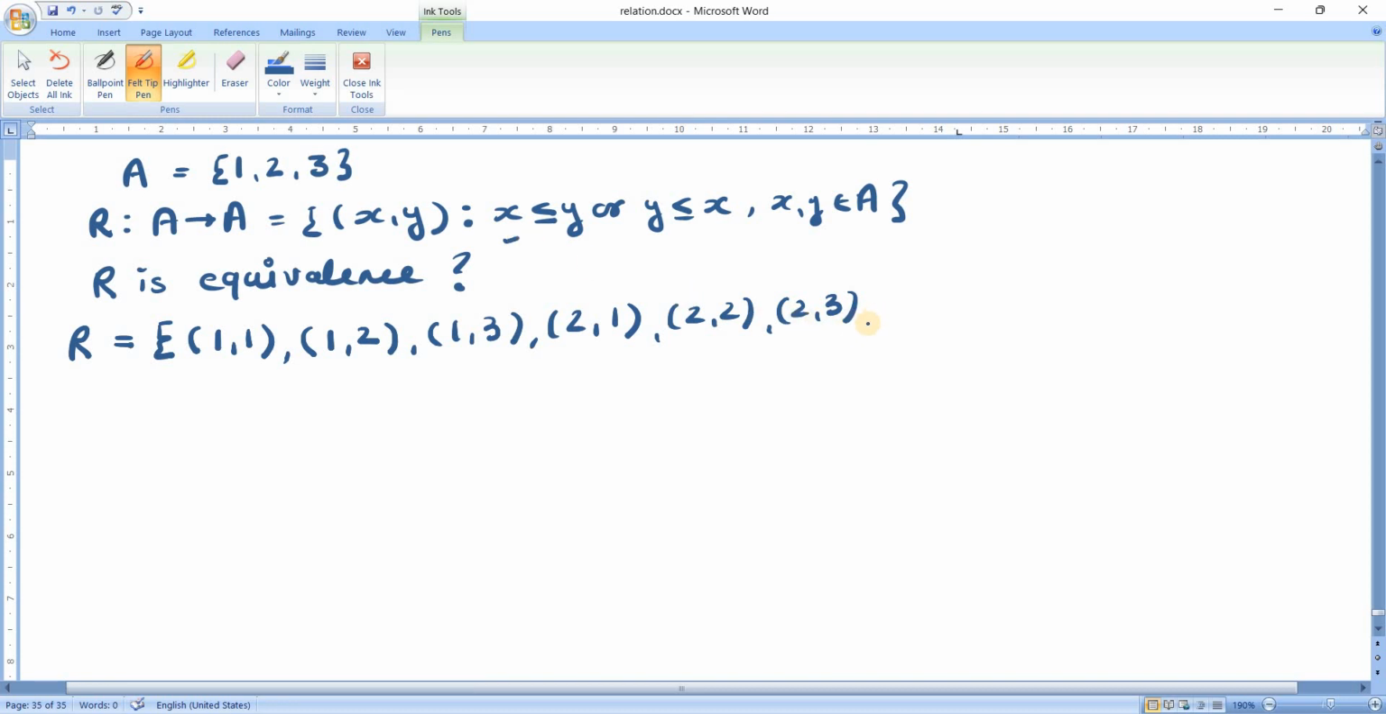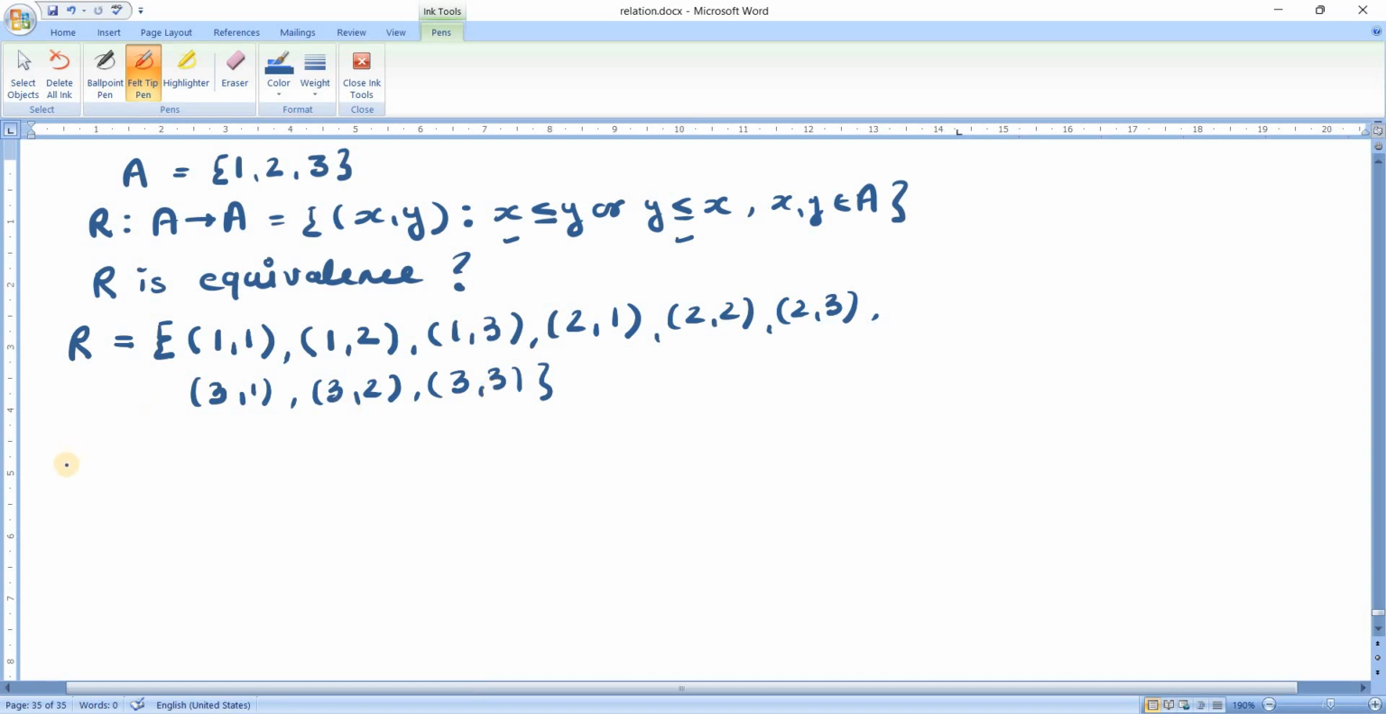Now let's take the third element, which is 3. So (3, 1) will be there, yes, because 1 is lesser than 3, following this second condition. Similarly, (3, 2) will also be here because 2 is less than 3, following the second condition. And finally (3, 3) will also be there, as both are equal to each other. So this is the relation R we are talking about, which has been defined.